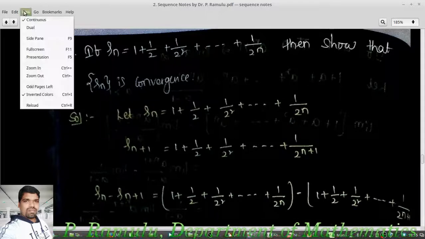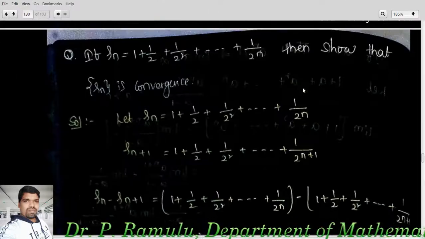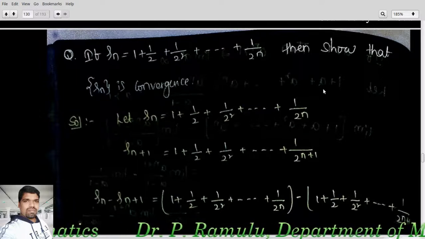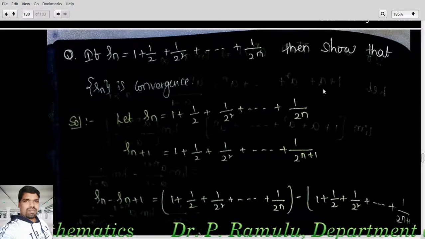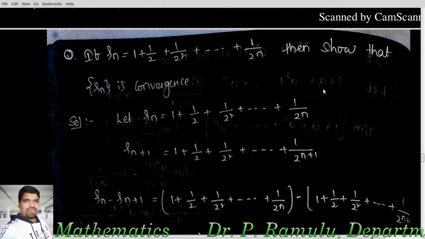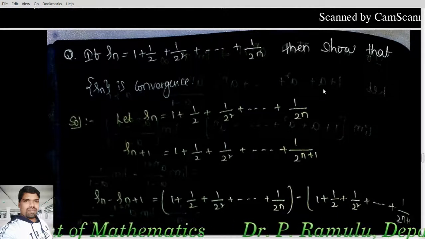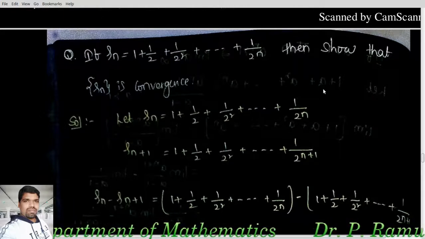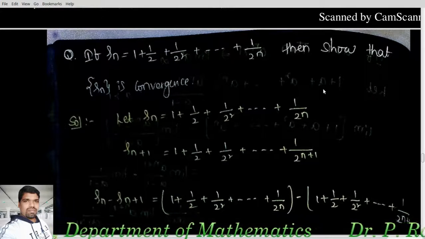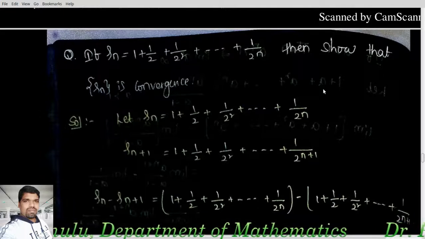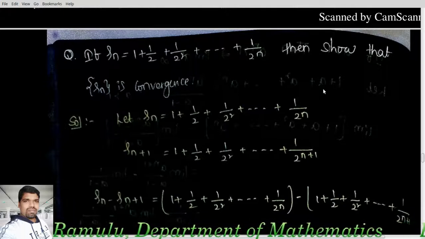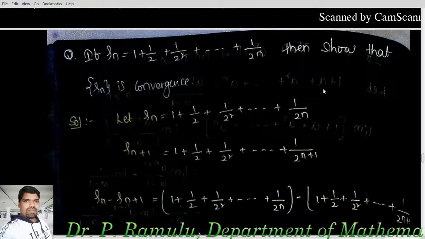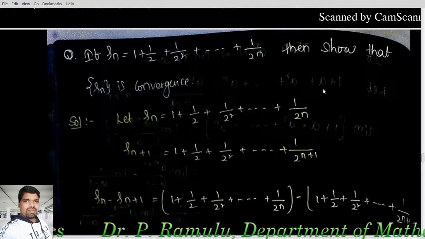Now, an application of the monotone convergence theorem. Suppose Sn is 1 plus 1 by 2 plus 1 by 2 square plus up to 1 by 2 power n. Then we have to show that Sn converges. For showing Sn converges, I want to show that Sn is either increasing or decreasing, and it is bounded, then it converges.